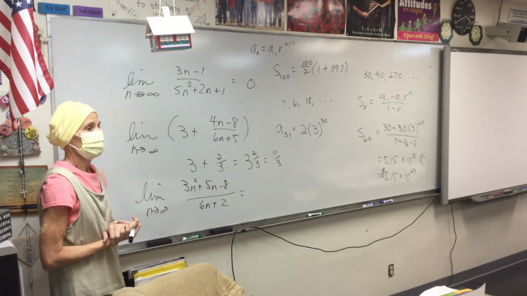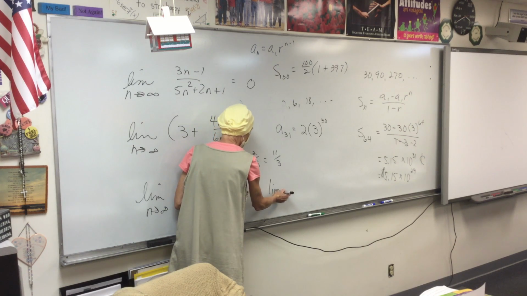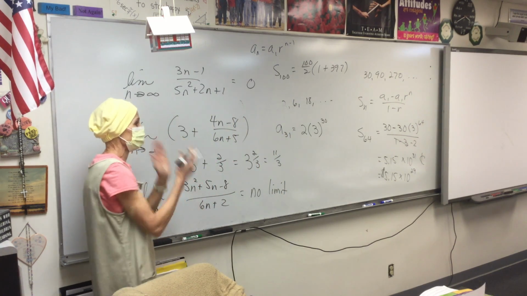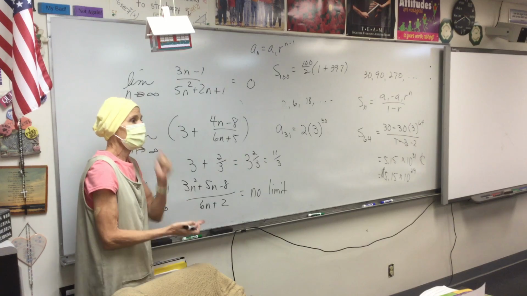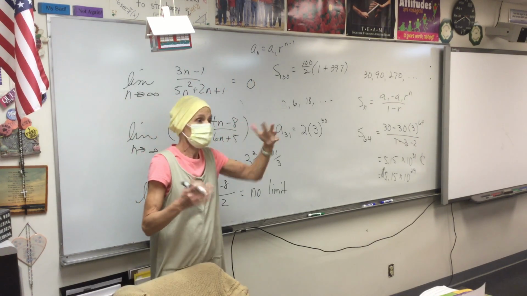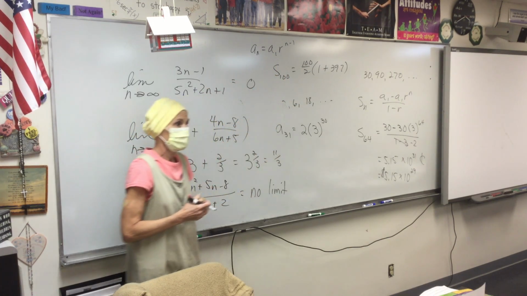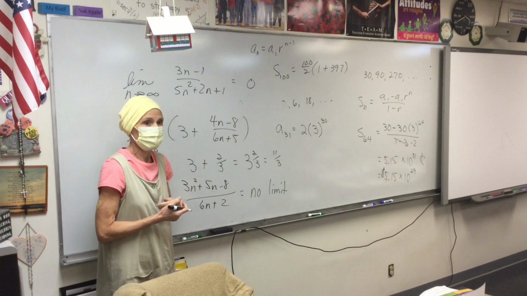What's the limit of that one? No limit. No limit. Why? You're right. Why? The top is bigger than the bottom. And when you have a fraction that's top heavy, the answer, if you typed it in on your calculator, is just going to get bigger and bigger and bigger if the top is growing faster than the bottom.